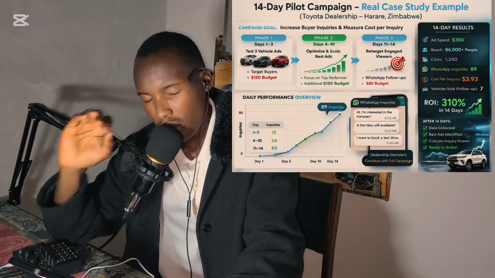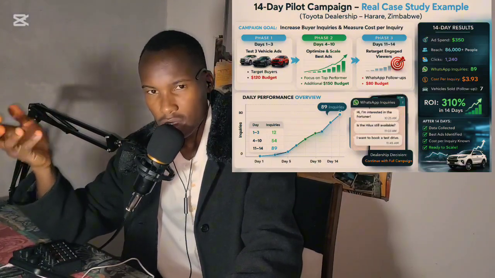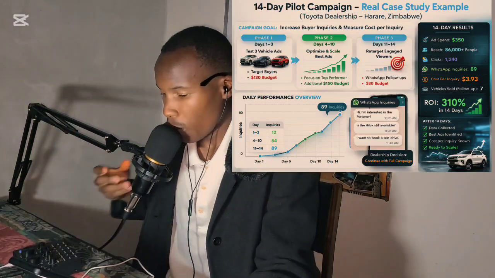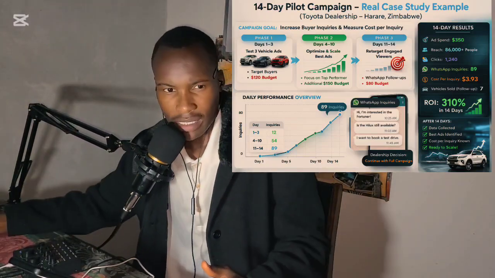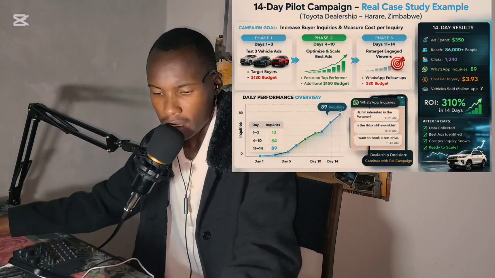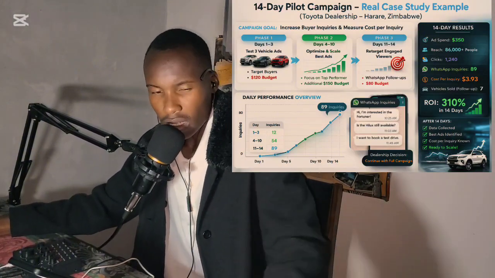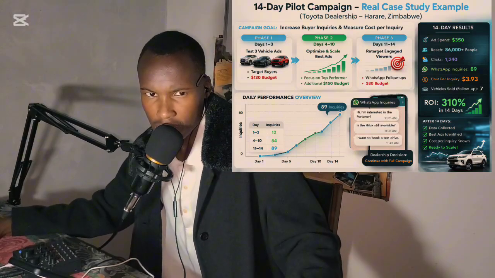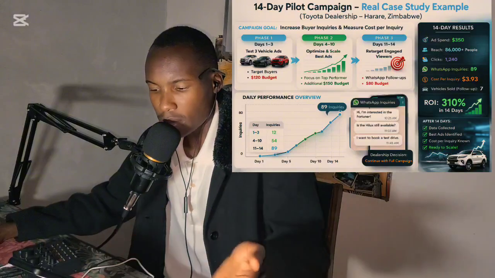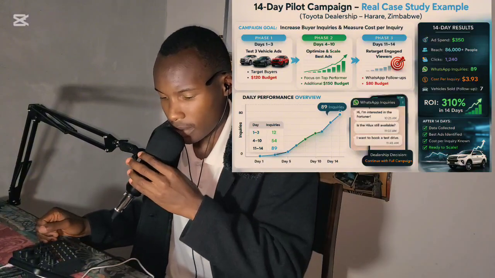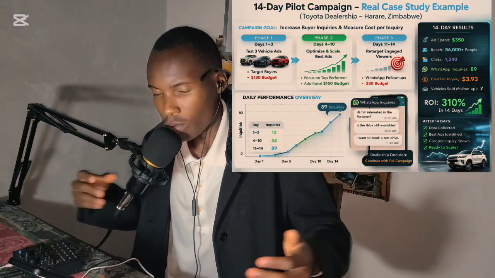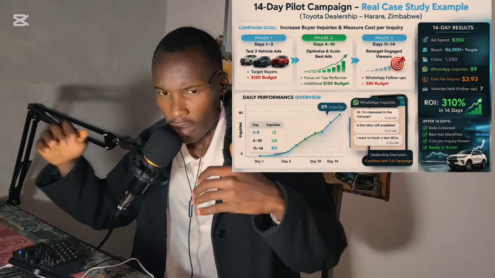And then we look at how much it costs to get one person, which is an inquiry. How much does it cost per inquiry? We find out it's $3.93. So to get someone from Facebook to our WhatsApp channel, it costs us $3.93. That's the math for the 14-day period, and then we do follow-ups to see what else we have next. So the goal here is to have maybe an ROI of 310% in 14 days.